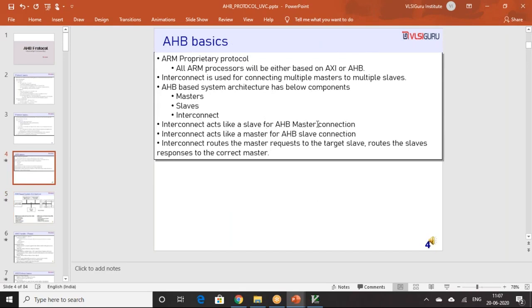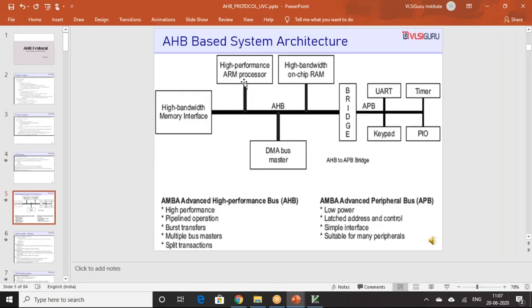Interconnect acts like a slave for the AHB master connection. See, you are connecting a master to interconnect here. In turn, interconnect will act like a slave here. It is connecting to on-chip RAM, so it will act like a master here. Here it will act like a slave. Because that side is a master, it will act like a slave here. Because that side is a slave, it will act like a master here. So based on the behavior of the other component, the interconnect will either act like a master or a slave.